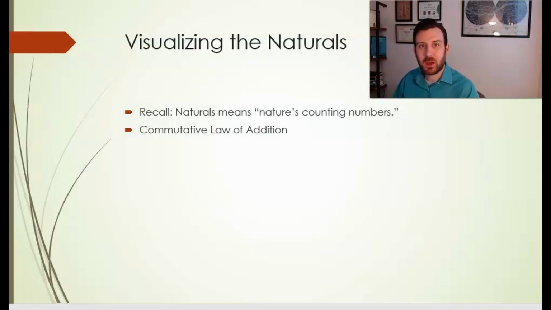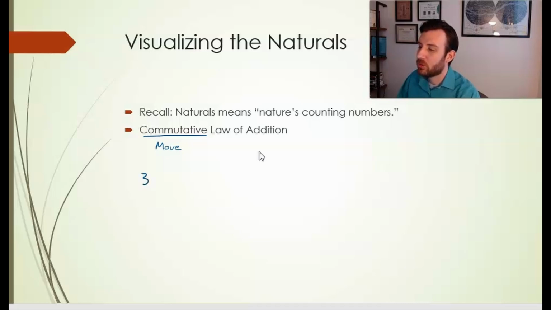It's with the help of this model that we can view one of the most principal laws of addition, which we call the commutative law. The commutative law gets its name from the fact that commutative comes from commute, which is to move. So this is the movement law of addition, and it works like this.